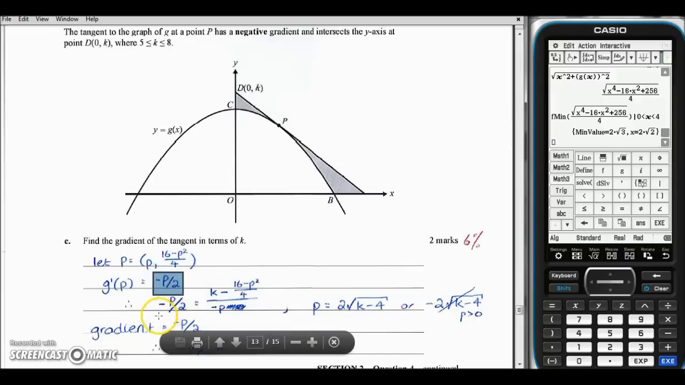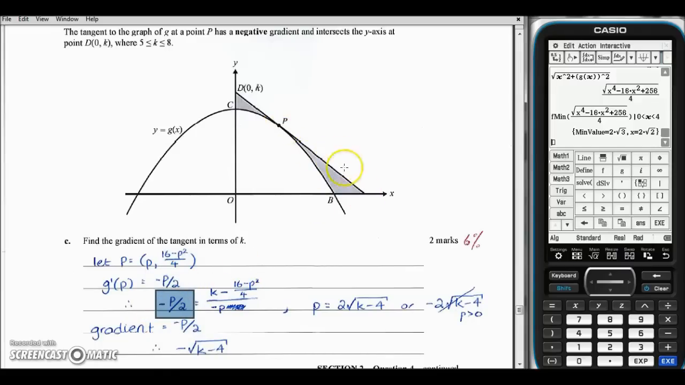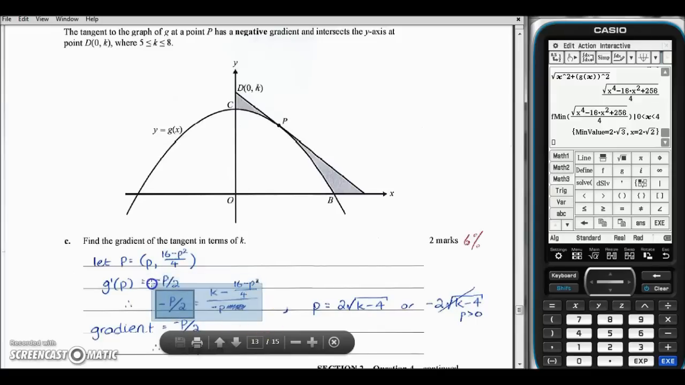Okay, so what we're going to do is set that gradient equal to the gradient of the tangent using rise over run. So using rise over run, your y2 is k and your y1 is 16 minus p squared on 4. Your x2 is 0 and your x1 is p. So what you do is you can set these two things, this whole messy thing, equal to each other and solve for p.